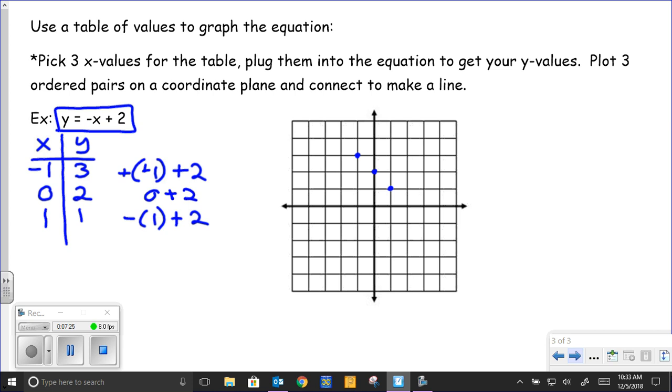Now, do not freehand your line. I have to here, but you want to make sure that you line it up with the ruler because your line should go right through all those other points, doing that rise over run idea of going up 1 and left 1, up 1, left 1 to get your next points on the line. So this is graphing linear equations by tables.